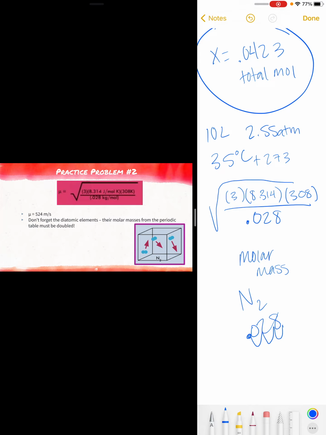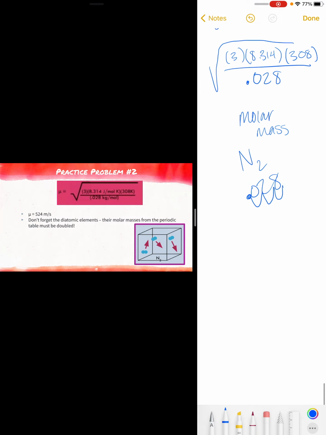All right, so go ahead and do that math on your own. If you need to pause the video, you can, but you should get about 524 meters per second. Don't forget that this is a diatomic element. It's N2, so that's why my mass was 28 instead of 14.